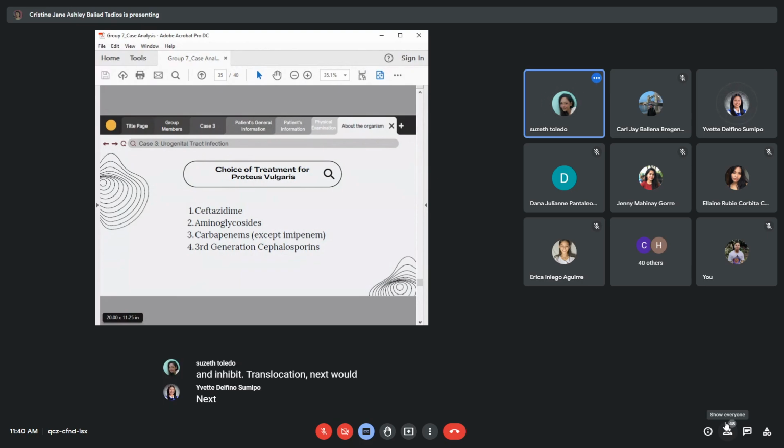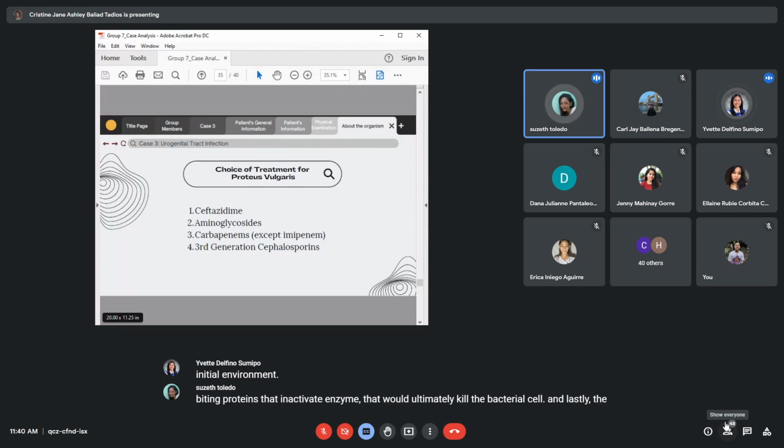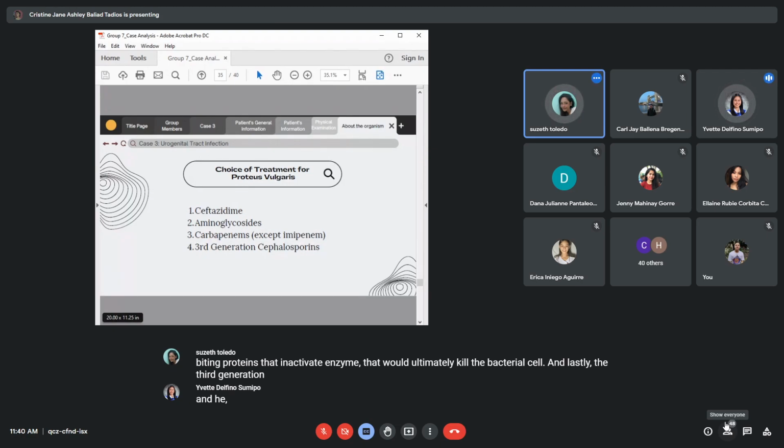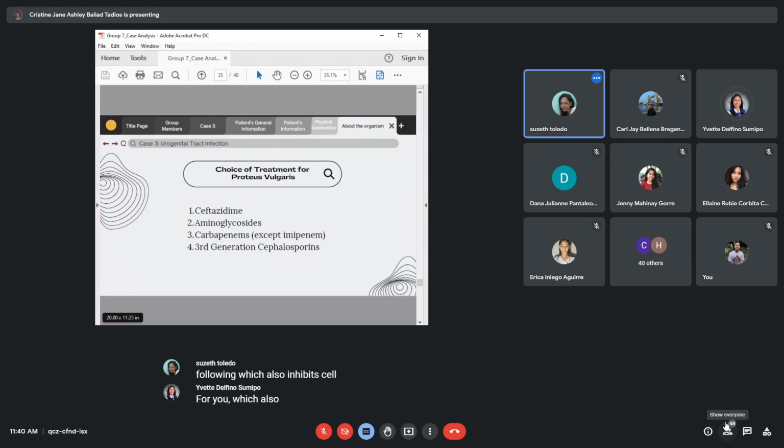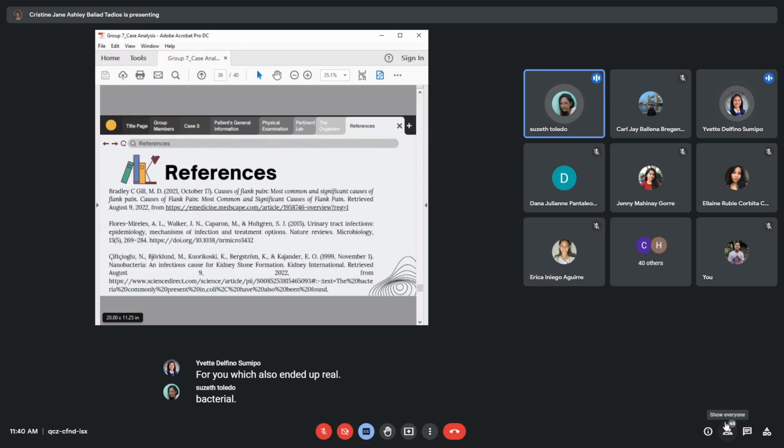Next would be carbapenem, which penetrates the cell wall of bacteria, binding with the penicillin binding proteins that inactivates enzymes that would ultimately kill the bacterial cell. And lastly, the third generation cephalosporins, which also inhibit bacterial cell wall synthesis. That's for our examinations.